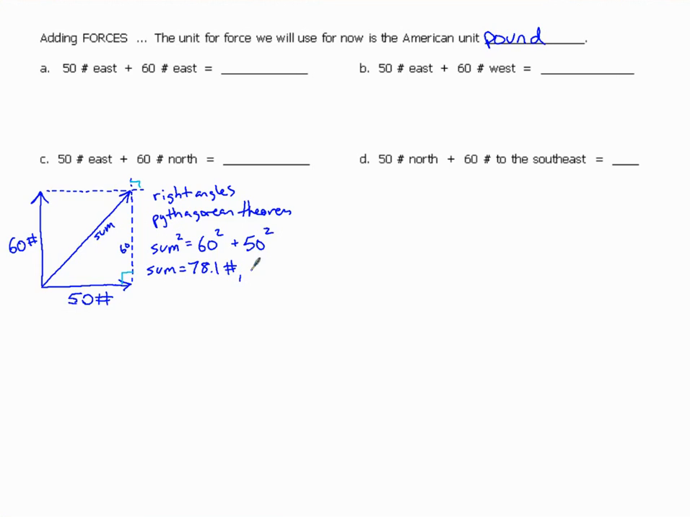The general direction is northeast, but it's not exactly northeast. So in the blank here, let's go ahead and write 78.1 pounds. But we want to be more specific with the direction. And so what we're going to do is find this angle here. And we're going to call it theta.